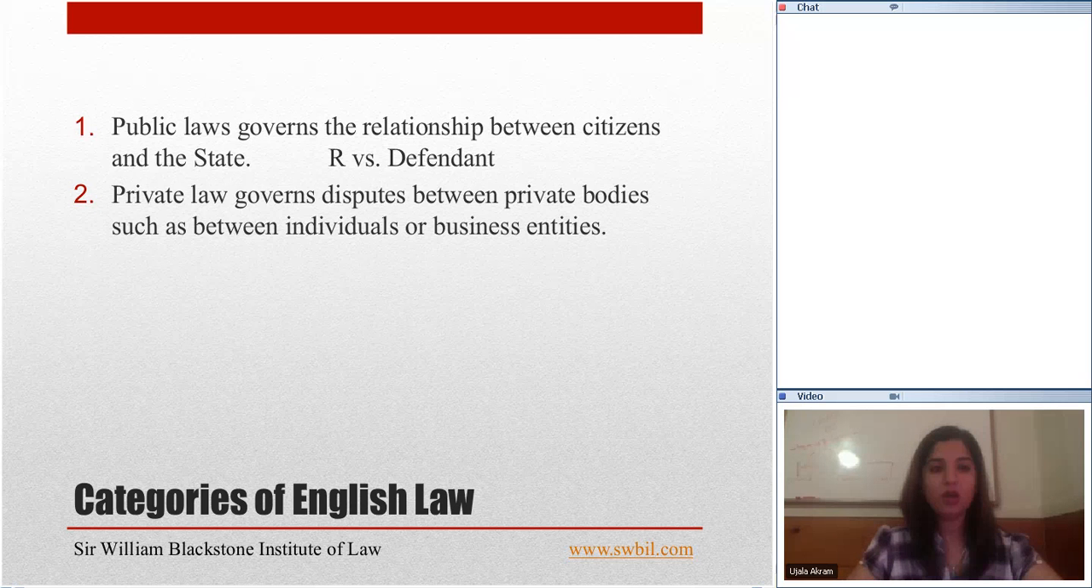Okay. So the other area of law is private law. This governs disputes between private bodies, such as between individuals, between persons, or between business entities. Examples of a case of private law. Can you give me an area of law that is private law? You can write it in the chat box.